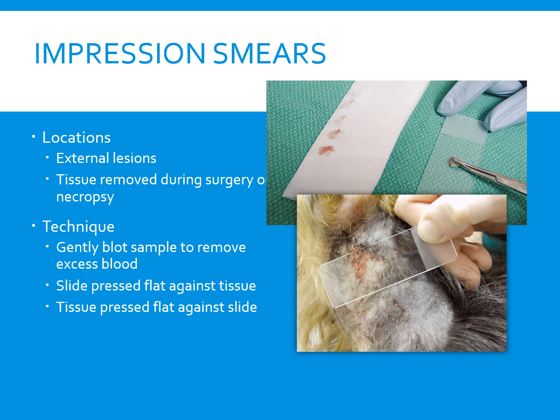Our next technique is the imprint or impression smear, which is simply holding the slide and pressing gently against the lesion. This can be done on external lesions, on living animals, or on tissues that were removed during surgery or necropsy. These are easy to collect, require minimal restraint. However, they do collect fewer cells than scrapings and have a greater amount of contamination from bacteria and other cells than a fine needle aspirate, for example.